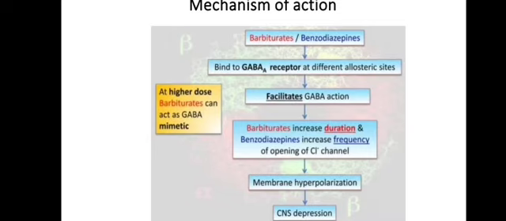This is the common mechanism of action for barbiturates and benzodiazepines. When a barbiturate or benzodiazepine binds to the GABA A receptor at different allosteric sites, it will facilitate GABA A action, where barbiturates increase duration and benzodiazepines increase frequency of opening of the chloride channel. This will lead to membrane hyperpolarization. Eventually, this would result in CNS depression.